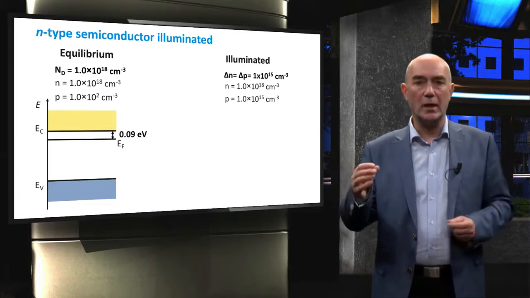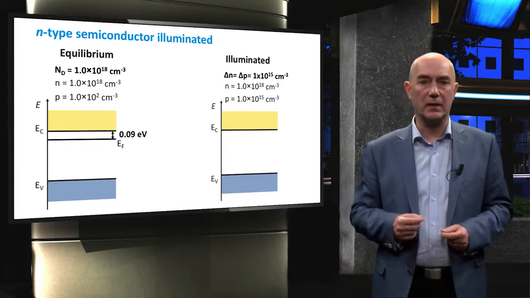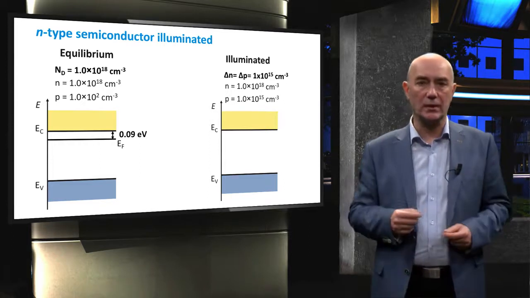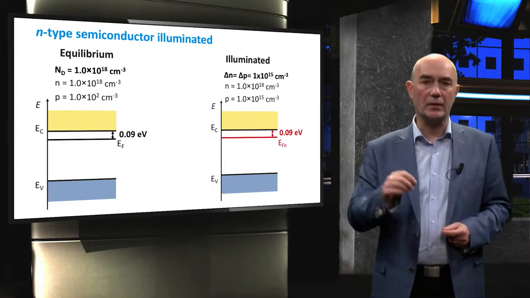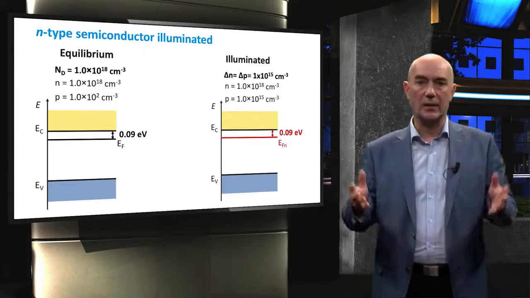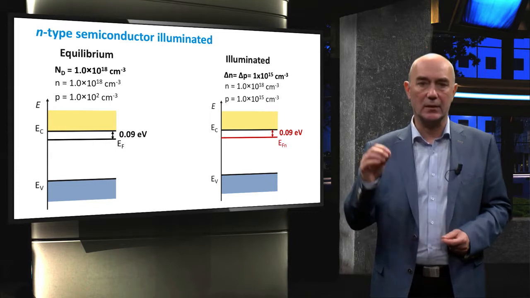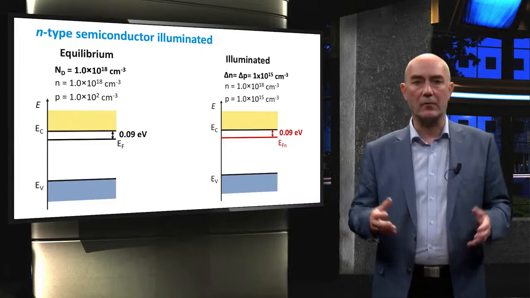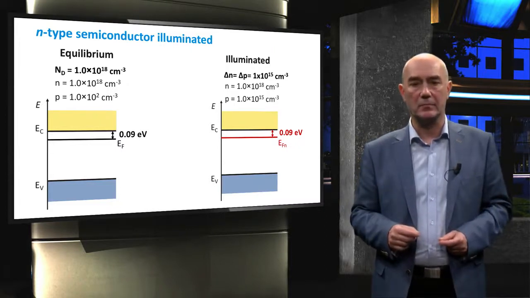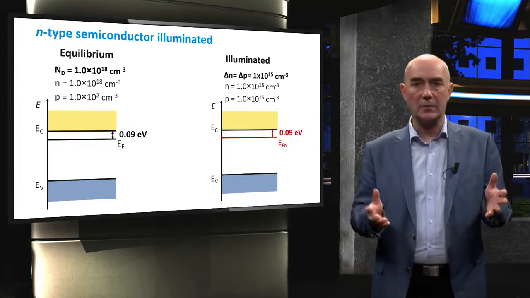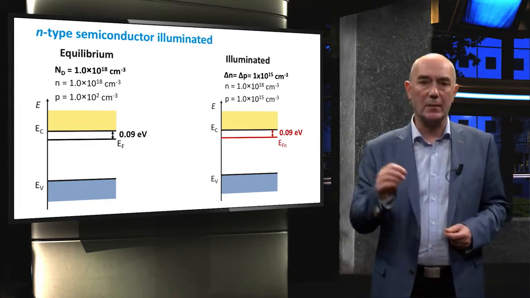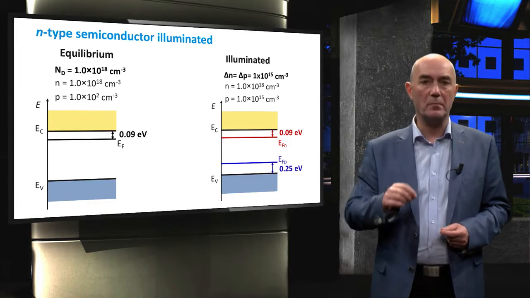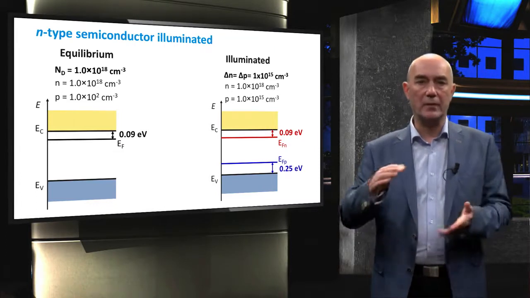So what does this do to our band diagram and position of the quasi-Fermi levels? Since our electron concentration does not change significantly, the quasi-Fermi level of electrons stays at the same position as the Fermi level in the n-type semiconductor at equilibrium. However, the position of the quasi-Fermi level of holes has to be added in the band diagram. This position can be calculated by using the equation I presented a couple of slides ago. The position of the quasi-Fermi level of holes is 0.25 electron volts above the valence band edge.